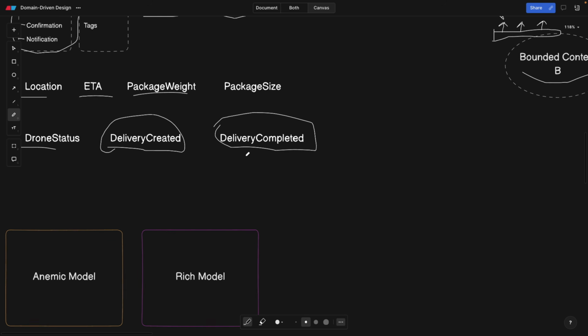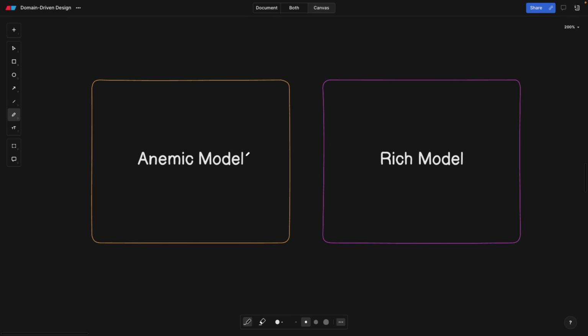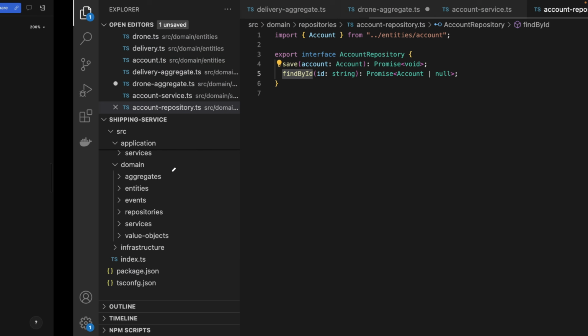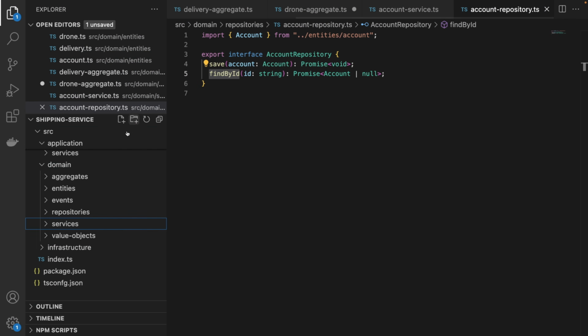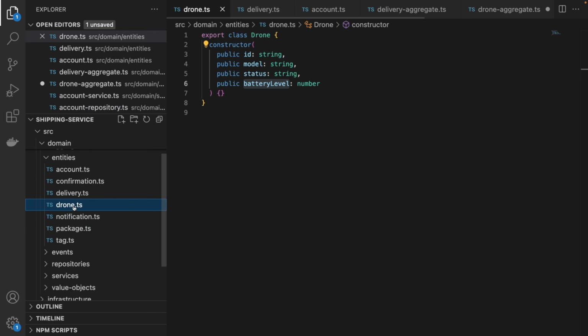Okay, now the last thing that I want to discuss with you is also very, very important, and I left it to the end deliberately. So we can have an anemic model in domain-driven design, and we can have a rich model in domain-driven design. The anemic model is what we have just now. So I'm going to go to entities, and I'm going to go to, for example, drone. All right, so we have a very anemic model.